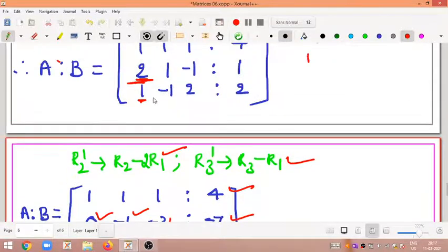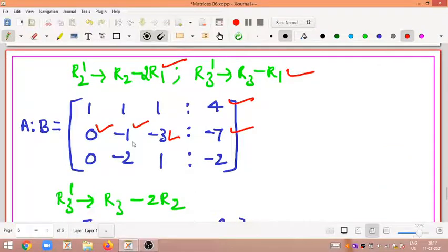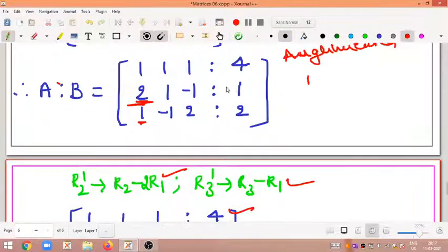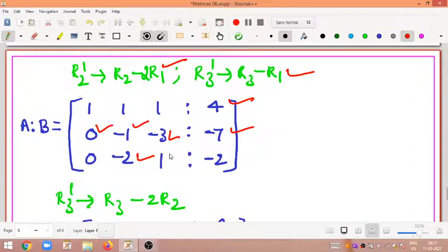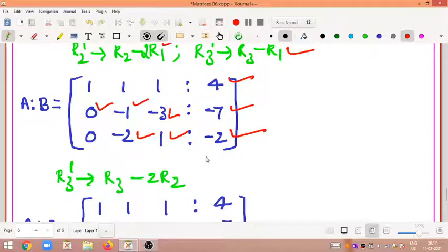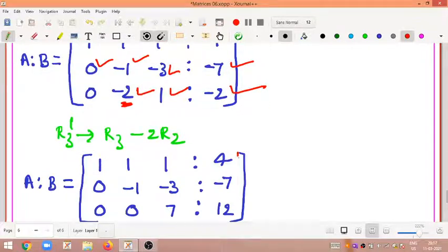Similarly, the third row operation: 1 minus 1, 0. Minus 1 minus 1, minus 2, I wrote here. Again, 2 minus 1, 1, I wrote here. Again, 2 minus 4, minus 2, this one. Again, we want to make this element 0. So, my dear friends, the first row and second row are written as it is. This one we want to make 0. So R3 dash implies R3 minus 2R2.